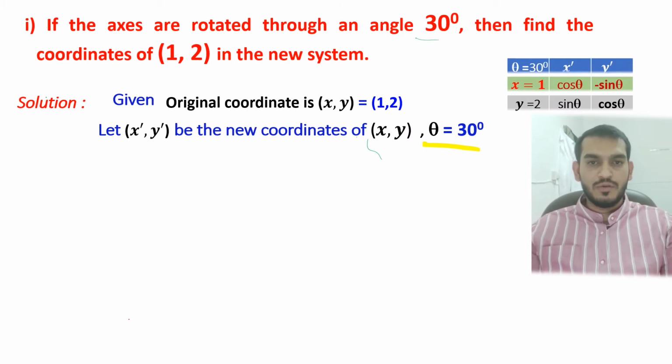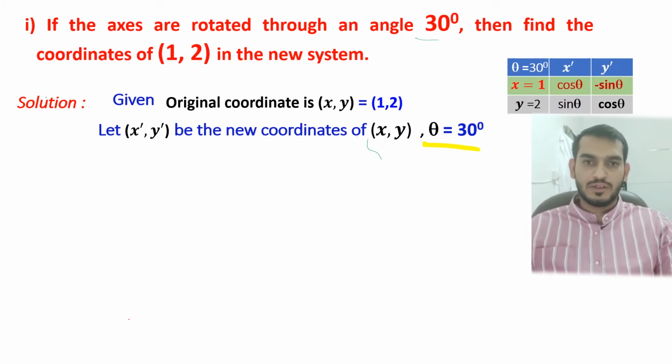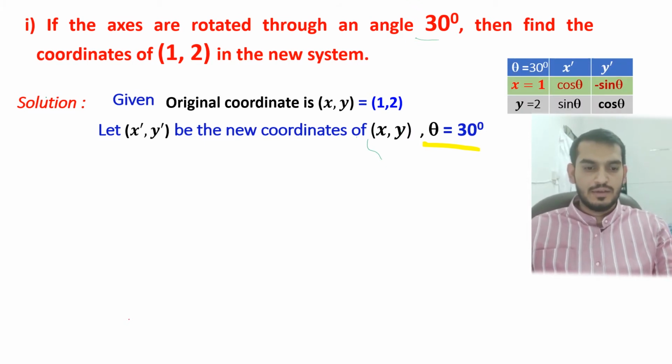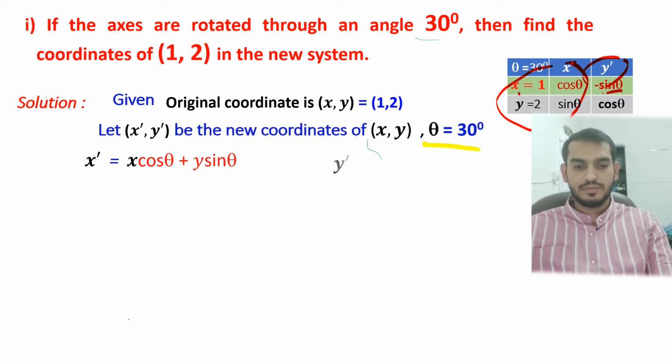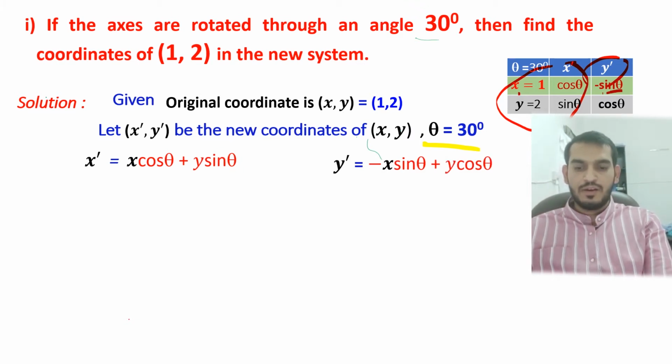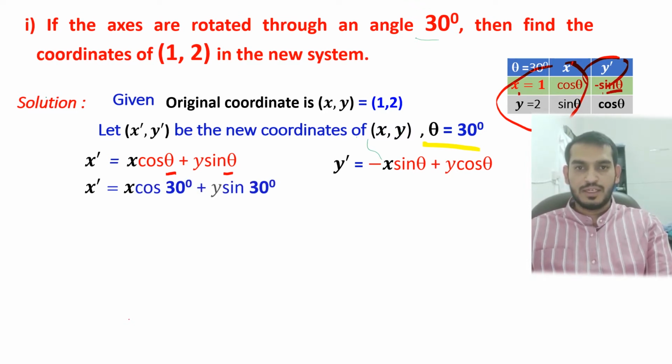Now from the table we can write x dash is equal to x cos theta plus y sin theta, and y dash is equal to minus x sin theta plus y cos theta. Substituting the value of theta, which is 30 degrees, in x dash, x dash is equal to x cos 30 degrees plus y sin 30 degrees.